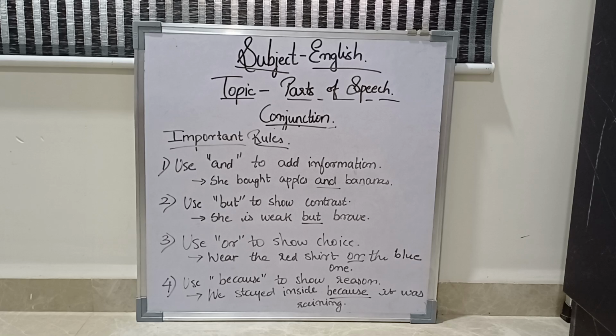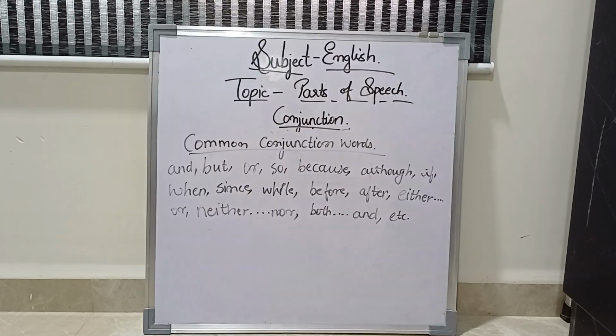Now we will move to common conjunction words which are basically used in sentences, and you will also get these in exams very often. So these are and, but, or, so, because, although, if, when, since, while, before, after, either or, neither nor, both, and, etc. These are the common conjunction words being used, and you will be able to see them in the exams too. Okay. So yes, this is the end of this chapter.